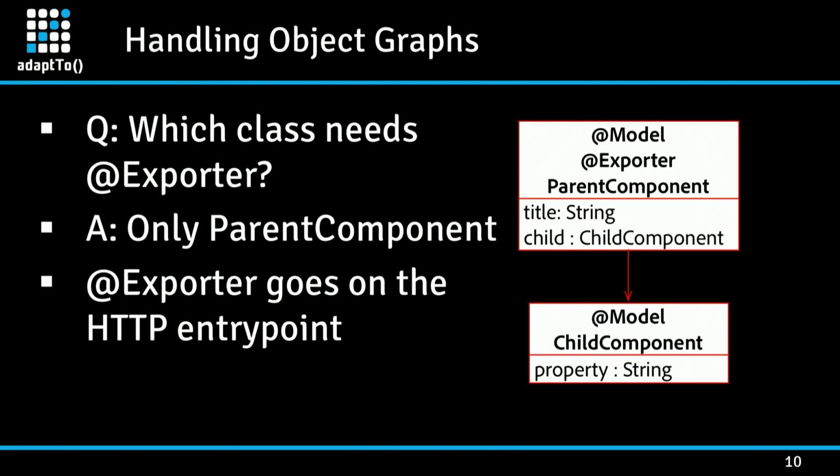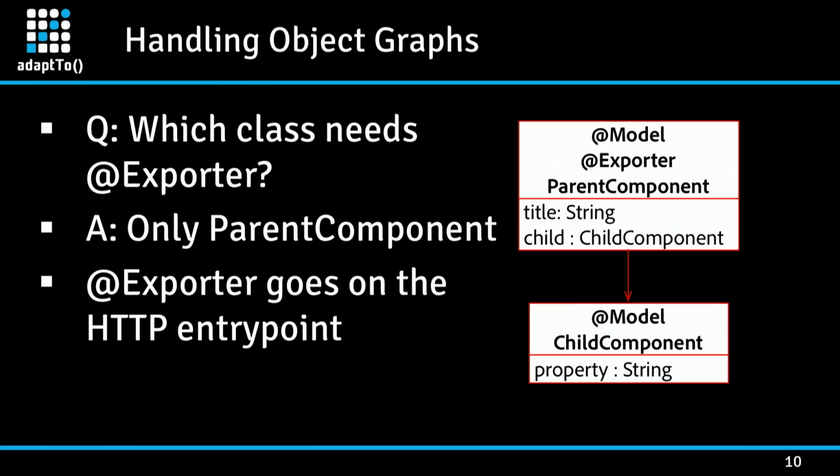Yeah, that's a great question. Let me read back the question to make sure I got it. What you would want is to output the parent component using Jackson as JSON. And then if you access the child directly, you want it as XML using JAXB.